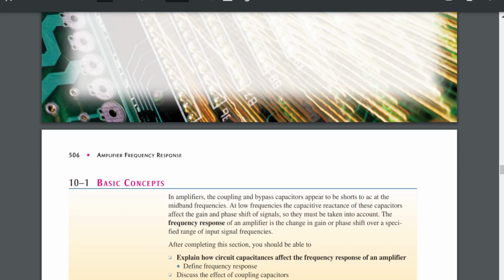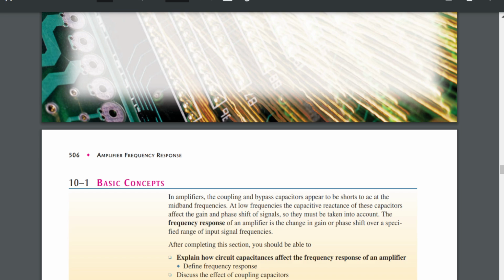Now, in the introduction we used two words in amplification: coupling and bypass of capacitor. When we talk about the capacitor, it is used in two ways. The first is called coupling, and the other is bypass. Mainly the capacitor is used to control the amplified signals.